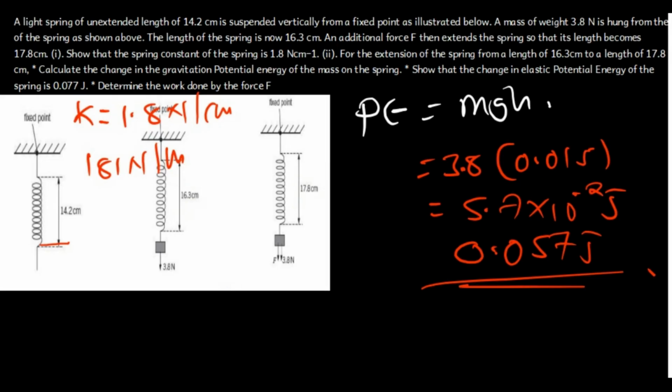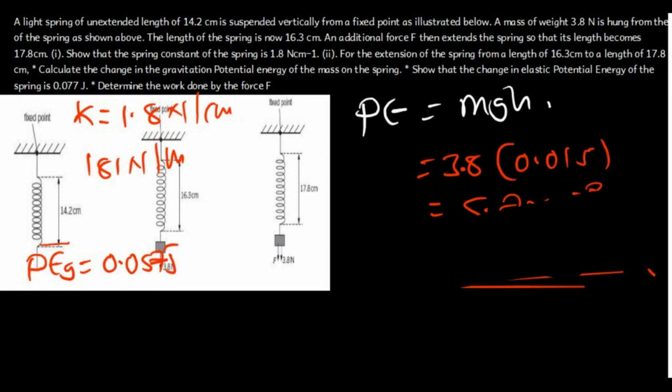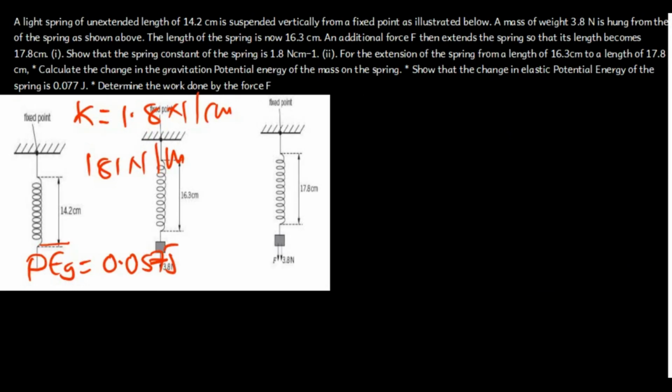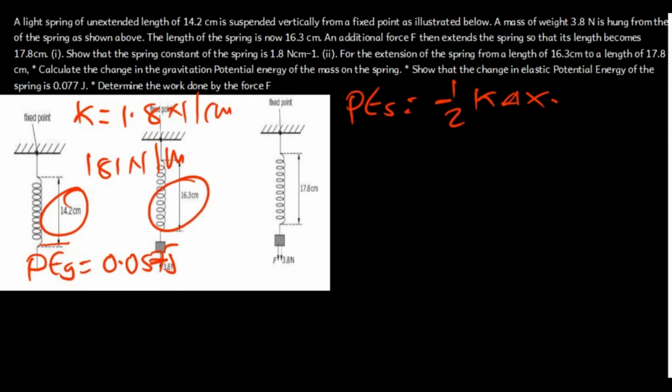So the gravitational potential energy, we have said that this is 0.057 joules. So to find the change in elastic potential energy, elastic potential energy is given by this. But what we need to understand is that we have got the change in x. The change in x from here all the way to here, we have another change in x. Again, from there all the way to there, there is also another change in x. That is what we need to know.